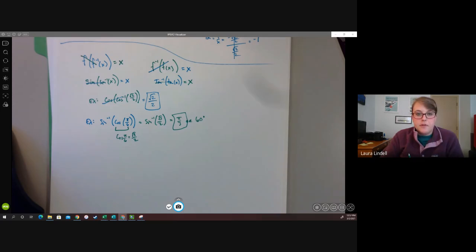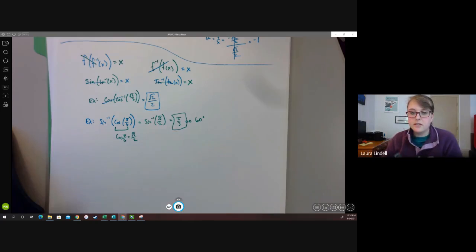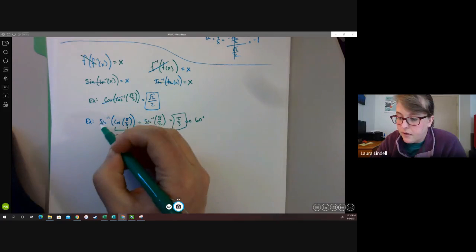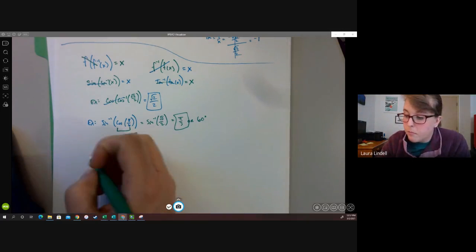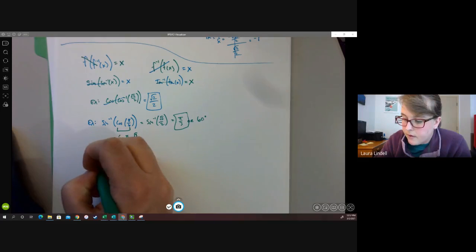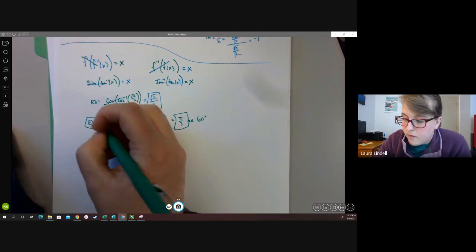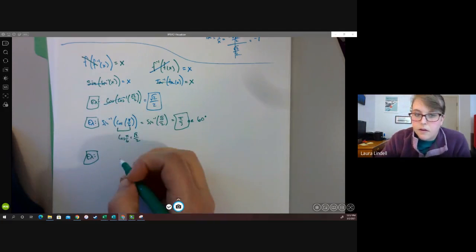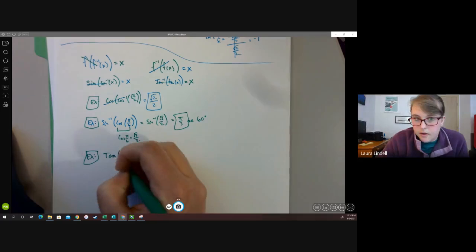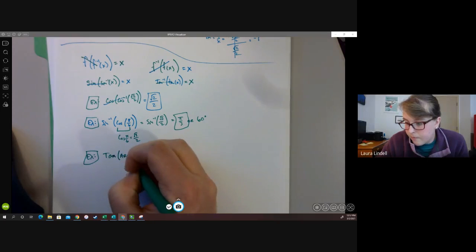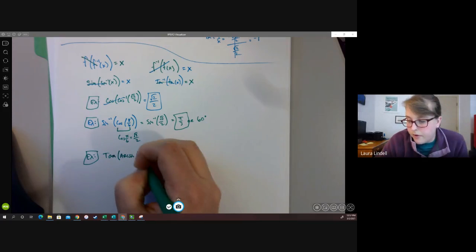All right. And then the last example is another one that's kind of like this, just the other way around. Instead of having the inverse on the outside, it's going to have the inverse on the inside. So we know how to deal with both of those. Okay, so this one will be tangent of arcsine of -1/2.